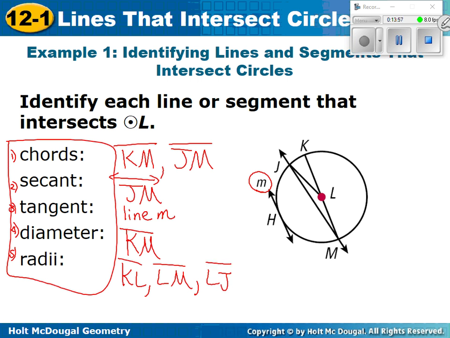Any questions on this first example? Yes, sir. It does not. When you name a line or a segment, the order does not make a difference. You can name it either way. All right, moving on.